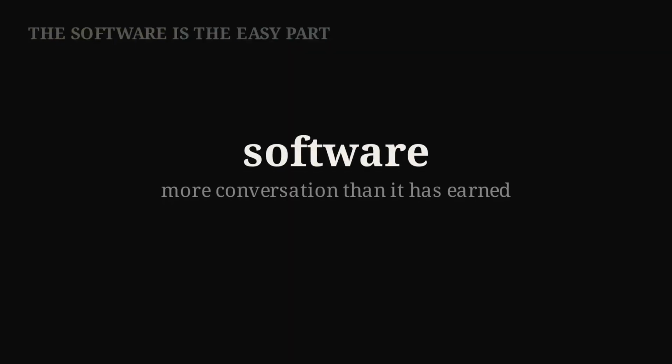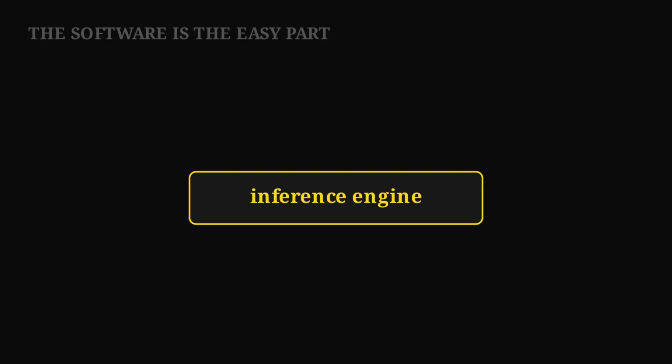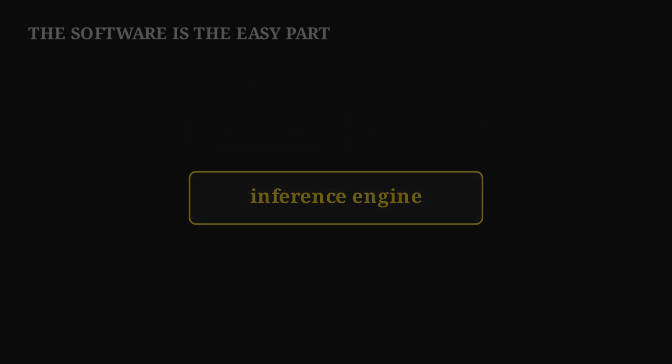Which leaves software, and it takes up far more of the conversation than it has earned. One inference engine does the real work underneath most local setups, and the friendly tools you have heard of are wrappers around it. One is a command line, another is a desktop app with a chat window, and both hand the same files to the same engine. Nearly all of them expose an OpenAI-compatible endpoint on localhost, so code you wrote against a hosted model works once you change the base URL. Picking one of them is an afternoon. Picking your memory is the decision.